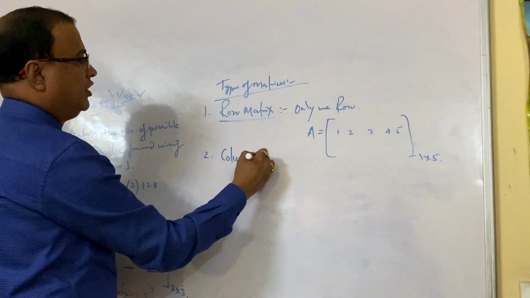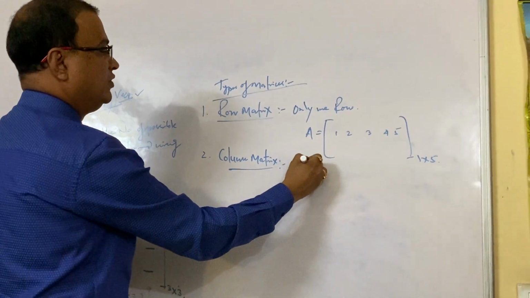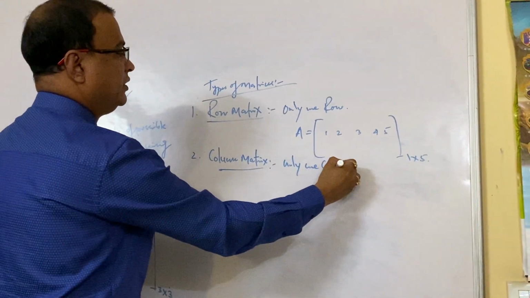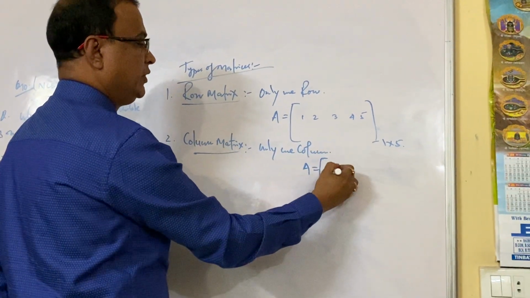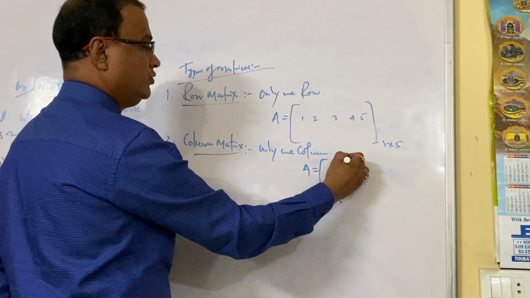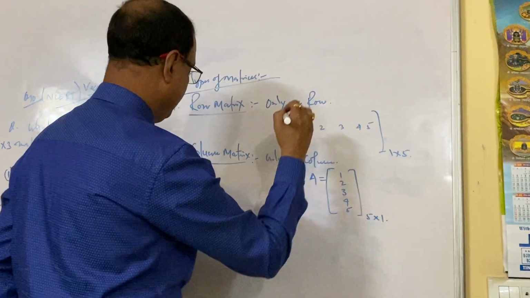Number 2, we have column matrix. In the same way, column matrix means the matrix having only one column. That means it will go like this: 1, 2, 3, 4, 5. So you can see there are 5 rows but only one column.